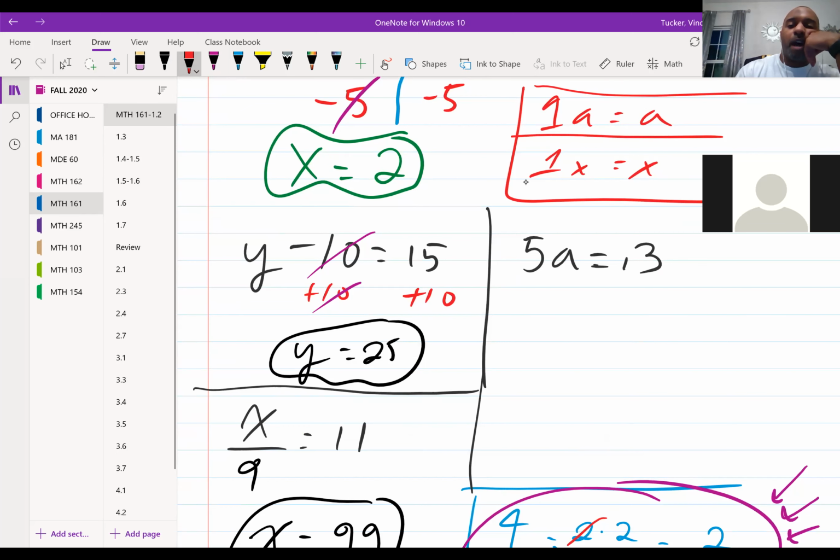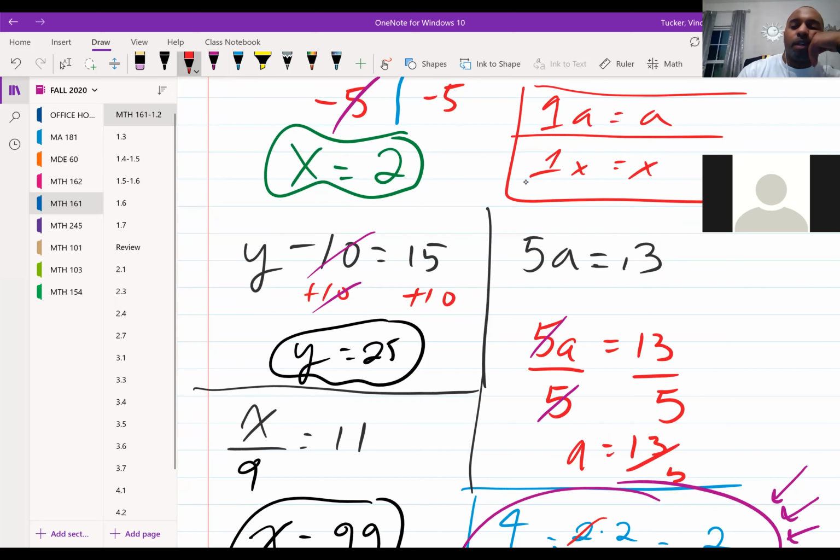The next one, 5a equal to 13. So that's 5a. 5a is 5 times a, so what I need is to divide both sides by 5. 5's cancel, leave me with a equal to 13 over 5. So 13 over 5 is fine. Notice I didn't divide the 5 into the 13, didn't convert to a decimal or a mixed number. You're not expected to do so.